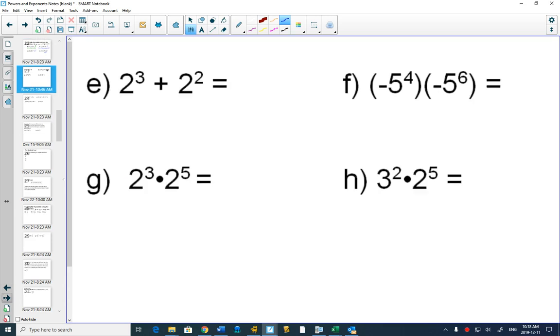What's the difference here? In E, we're adding. You could get an answer for this, but you can't write it as a single power. And the question said write as a single power, so we're just going to write not possible right now.